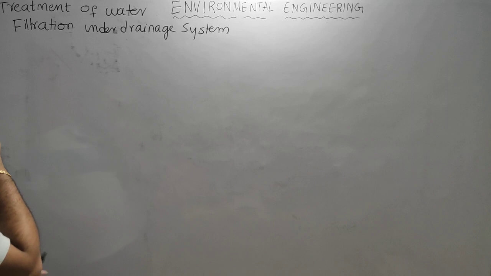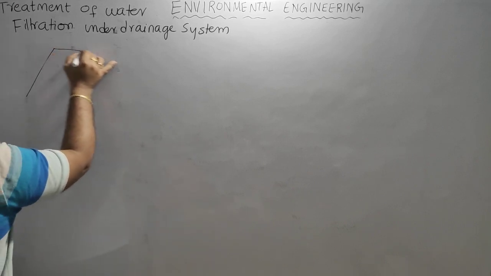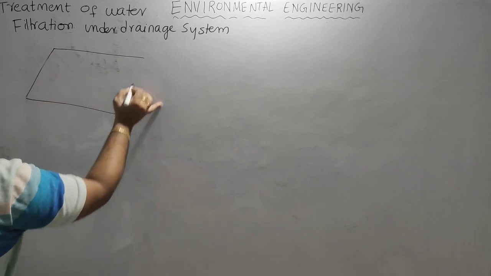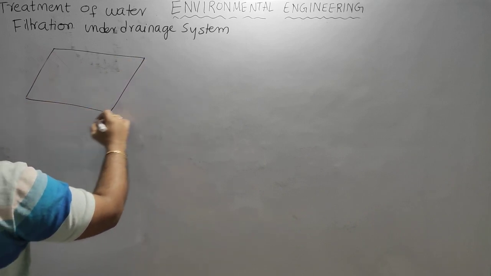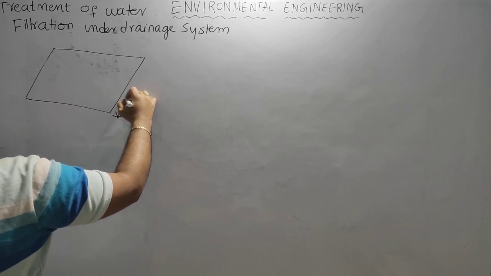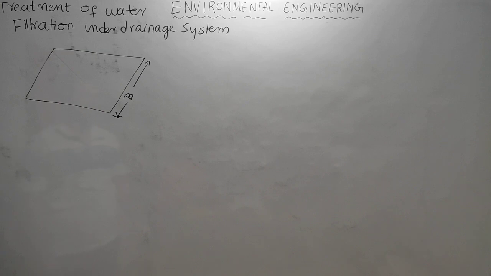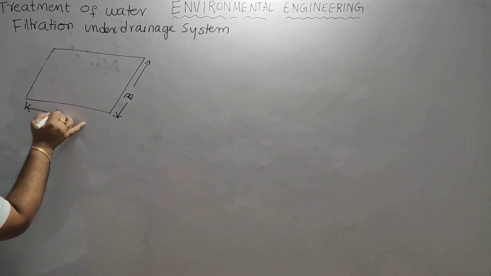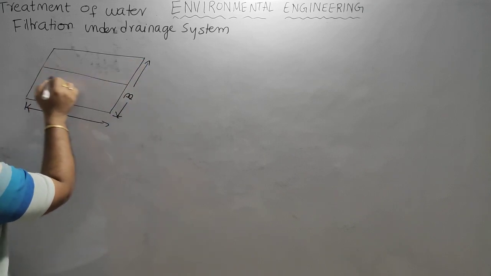So here, this is the plan area of the filter. This is the length of the filter, this is the width of the filter, and this is a central portion, right?